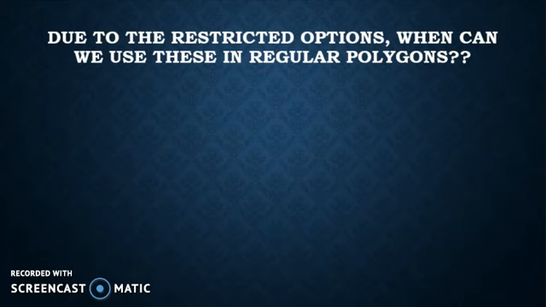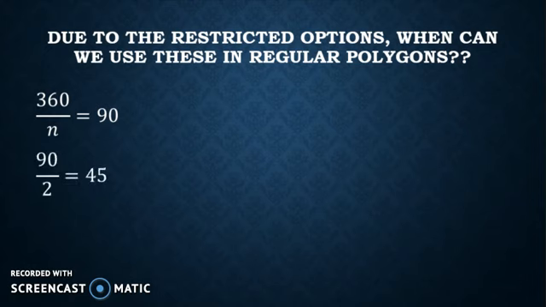We need a 45, 45, 90 and 30, 60, 90. So 90 divided by 2, that's our 45. So the question is 360 divided by what is 90? And that's 4, which is a square. So that uses 45, 45, 90.